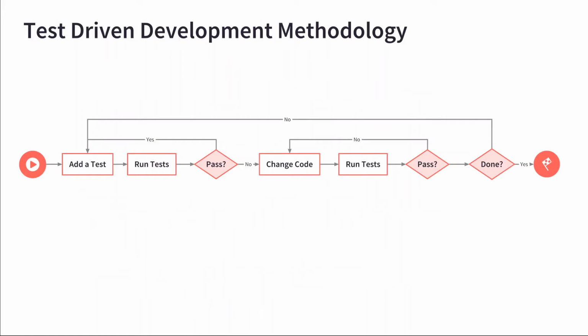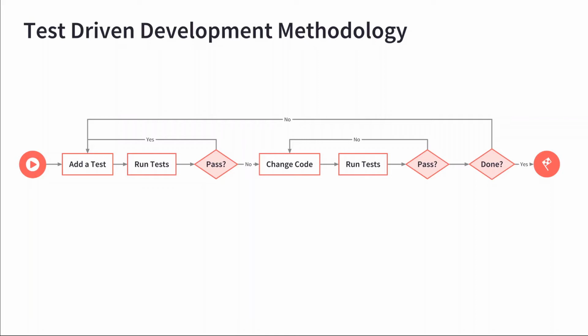Now, if we look at that from a flowchart position, you can see from the left, we start the process, we add a test to the system, we run the test, and then obviously we ask the question, does it pass? If it doesn't pass, which is the typical thing when you've just written a test, you have to change the code that backs that test up. And then you run the test again, and you'll either get a pass or a no pass.